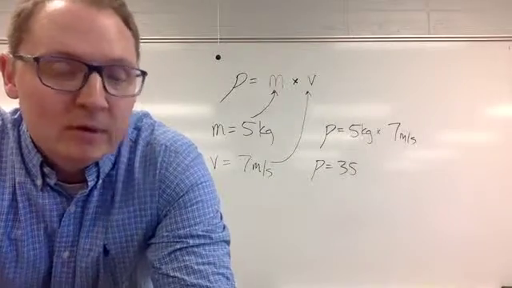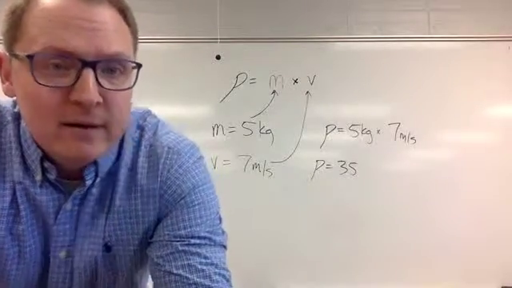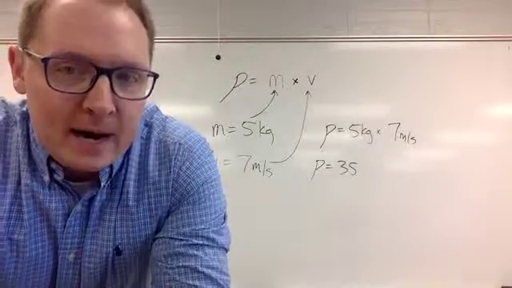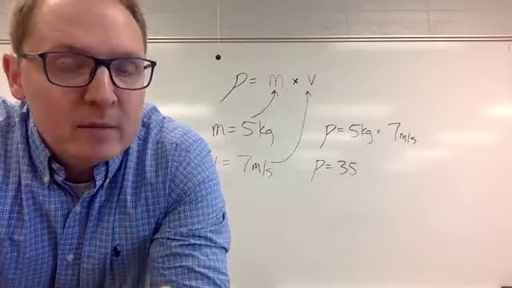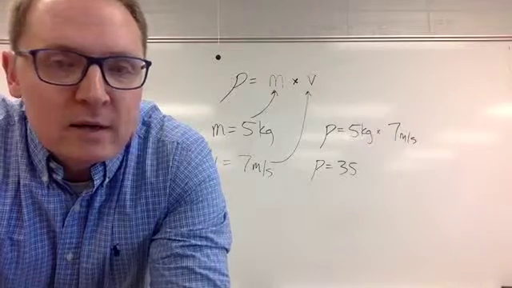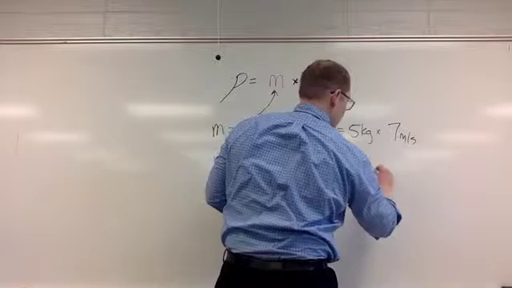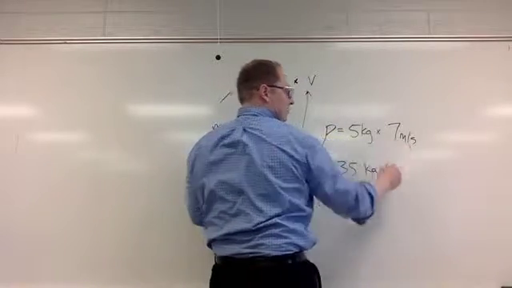Now, in every video I've ever made in the history of videos, I'm always asking students to make sure that they label their answer. 35 what, right? What are the units we use to describe momentum? If you don't know, go back to the equation and you multiply the numbers. Now just multiply the units and see what it comes out to be. So we multiplied kilograms by meters per second.